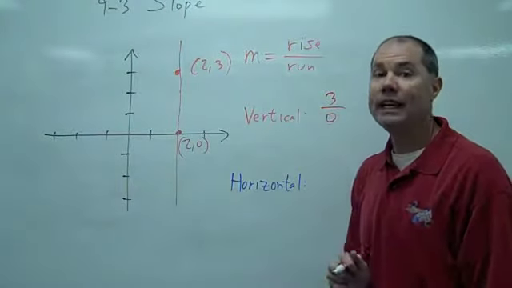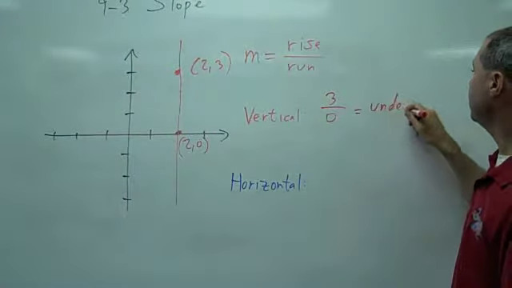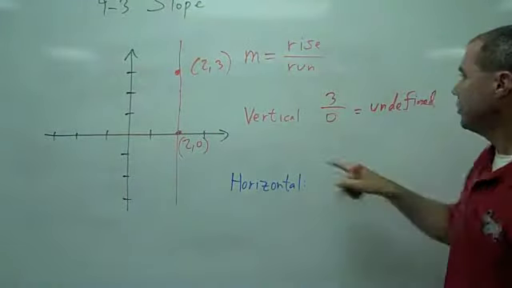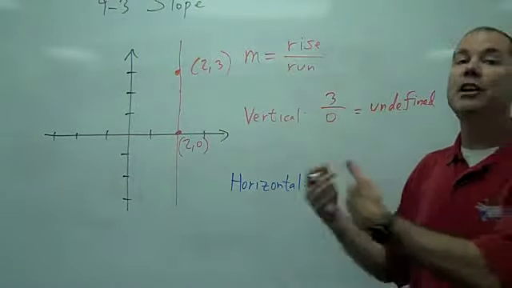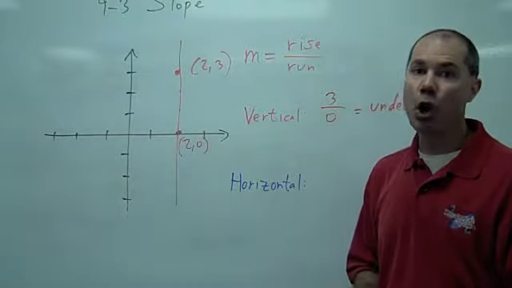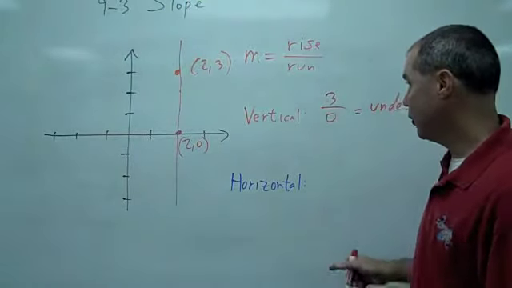We know that we cannot divide by 0. 3 divided by 0 is undefined. So we say the slope of a vertical line is undefined. Back in the old school, they used to say it had no slope. But we just say it's undefined for a vertical line.